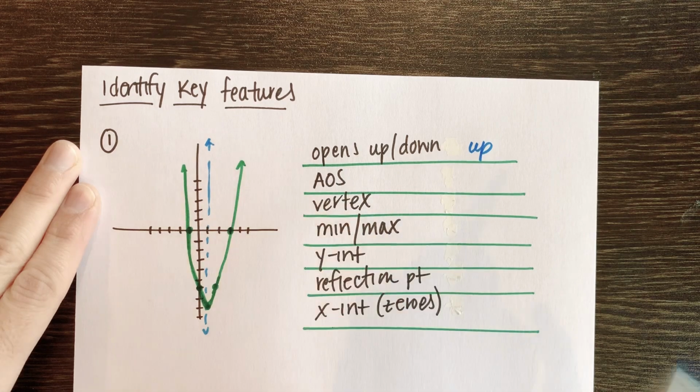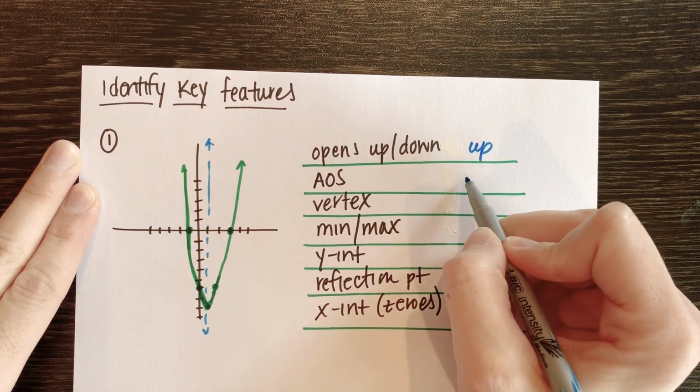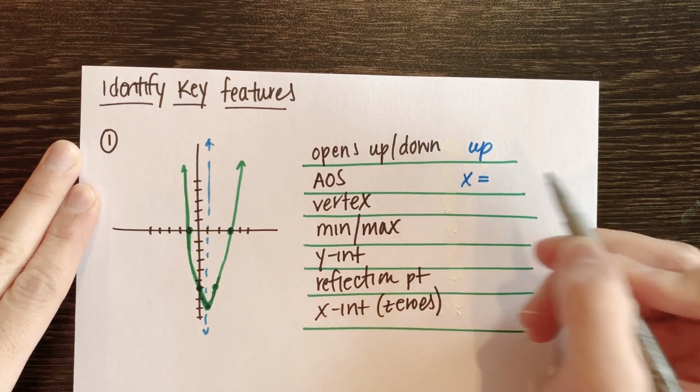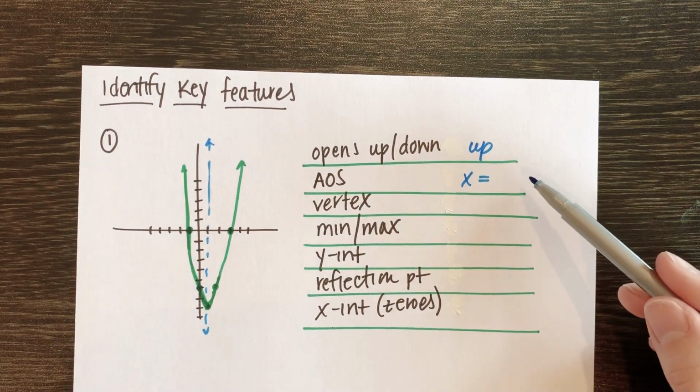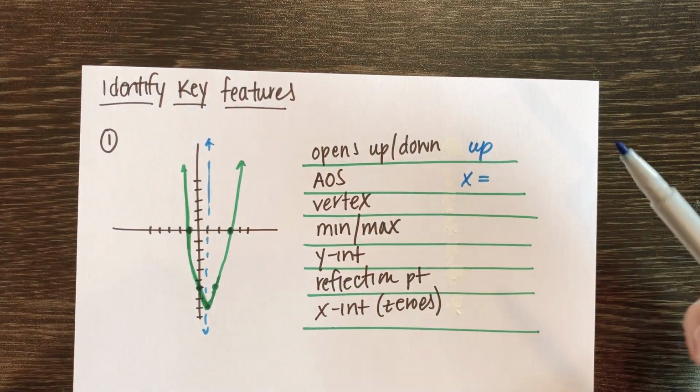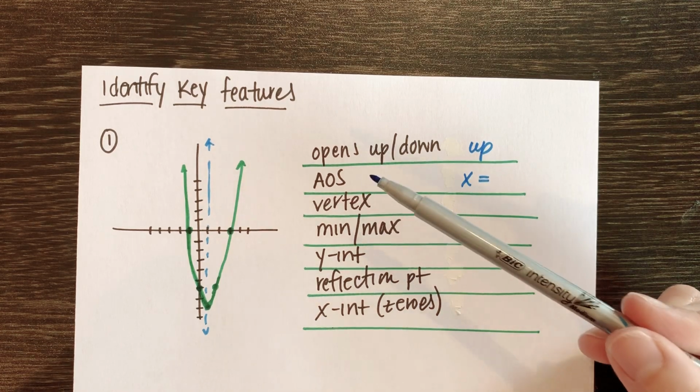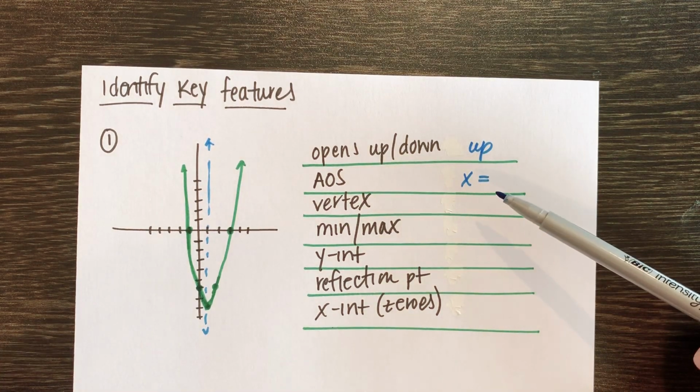My axis of symmetry, important. Remember, axis of symmetry is always x equals a number. So I think it's great to get that written before you go and find that number. If you're searching for the number first, you might be inclined to just write the number itself on the line. Axis of symmetry is a vertical line. It has to be written as x equals a number.